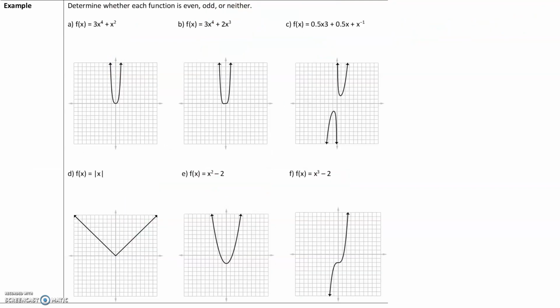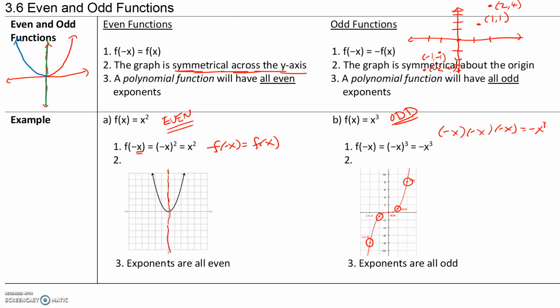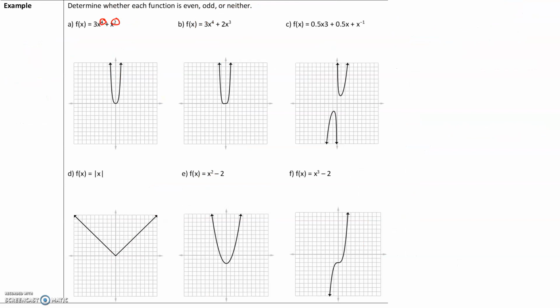Okay, next one. Determine whether each function is even, odd, or neither. So first one, if we're given a polynomial function, let's look at all the exponents. So we have all even exponents. And we learned here that a polynomial function with all even exponents is going to be an even function. But we can see that on the graph as well. This is reflected about the y-axis, and that makes this an even function.